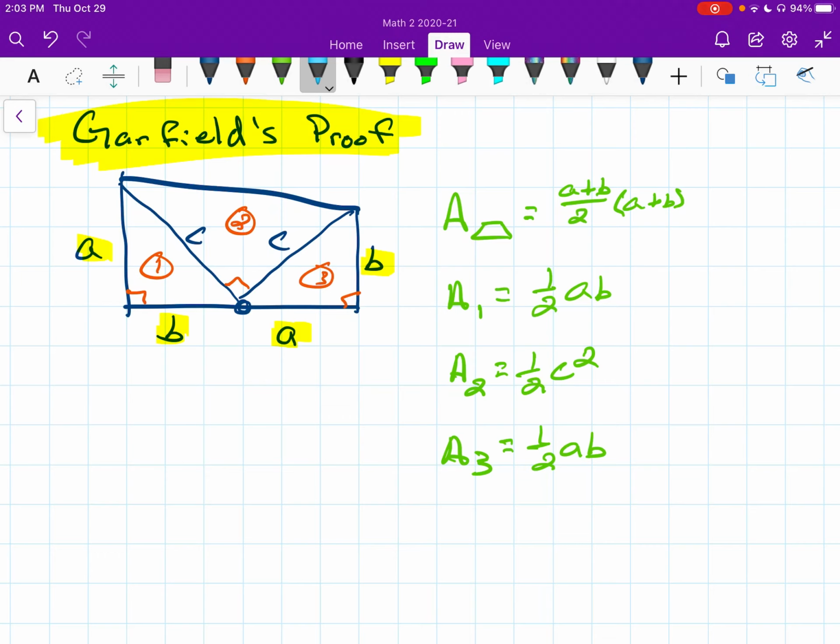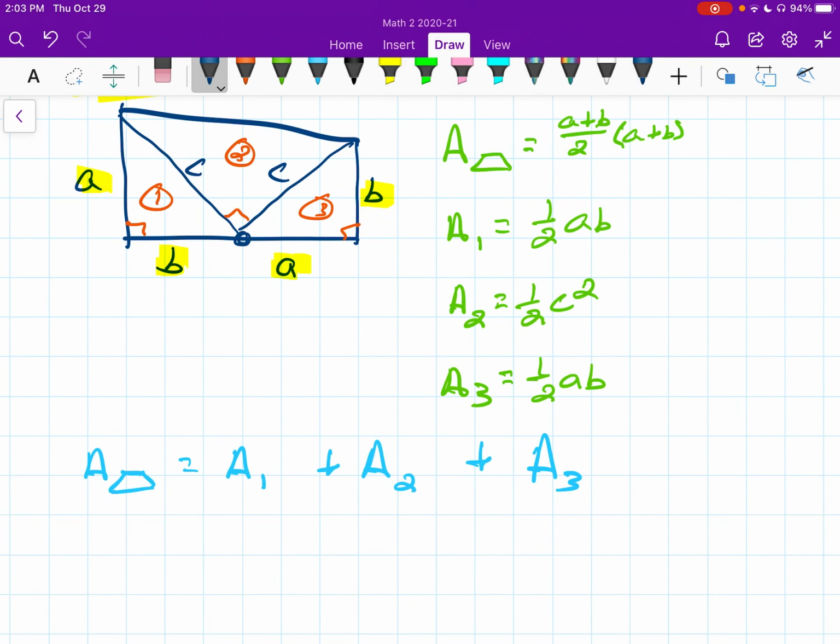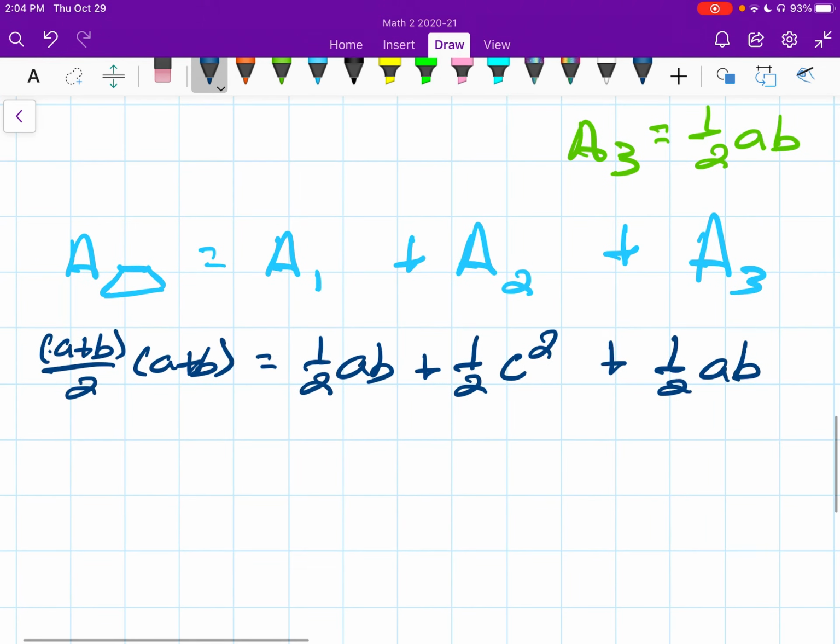All right, so we can say, well, the area of the trapezoid is equal to the area of triangle 1 plus the area of triangle 2 plus the area of triangle 3. And you should be able to see what we're going to be doing next. We're going to plug in and try to solve. So I'm going to plug in a plus b over 2 times a plus b equals 1/2 ab plus 1/2 c squared plus 1/2 ab.